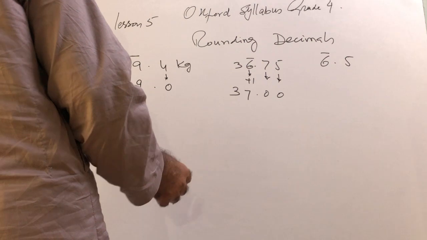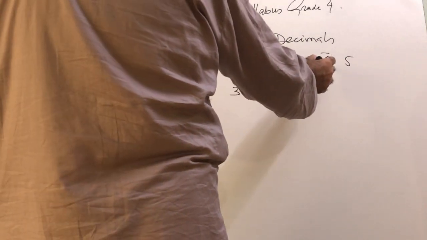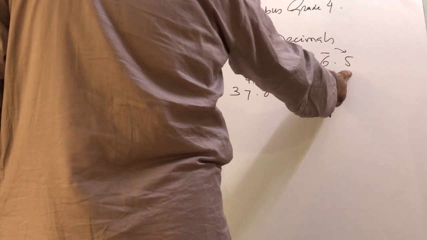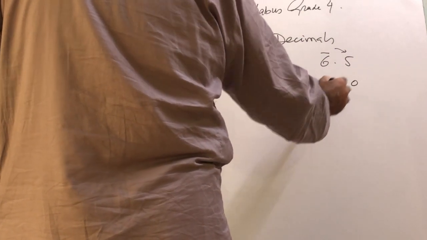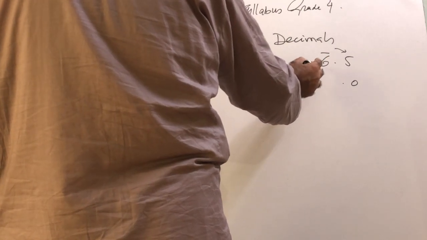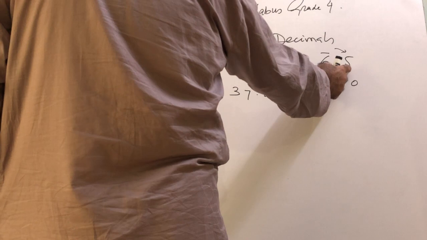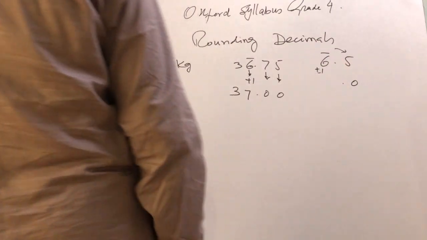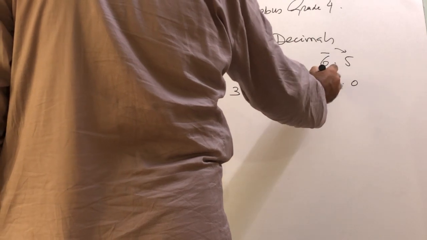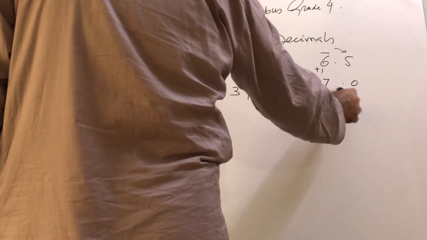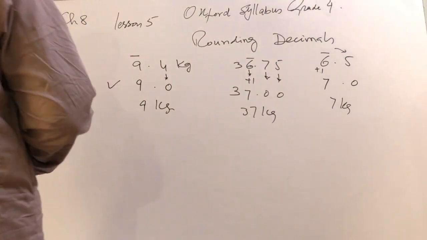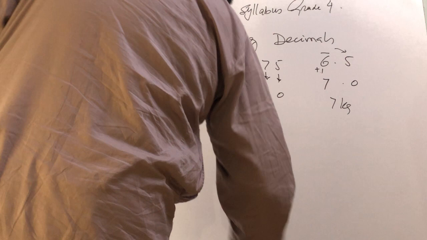When we come here, we look at the immediate neighbor of 6, which is 5. This is equal to 5. When this number is equal to 5, we make it 0, but we add 1 here because this is equal to 5. If this number is equal to 5 or greater than 5, we need to add 1 here. It becomes 6 plus 1, 7. So this is 7 kg, this is 37 kg, and this is 9 kg. This is the answer for question number 1.